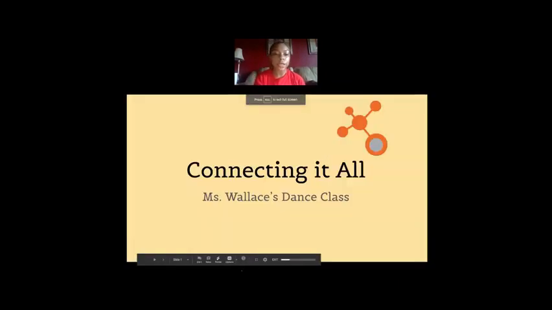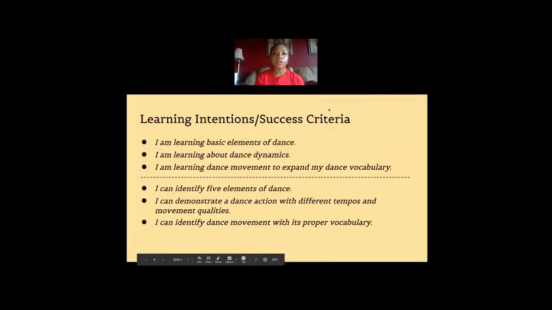Miss Wallace's dance class. So these are your learning intentions and your success criteria. You are learning the basic elements of dance. These elements are the 5 elements of dance. They're the ones that you use: body, action, time, space, and energy. They're the ones that you use to create choreography, to put it all together, and to think of dance movement.